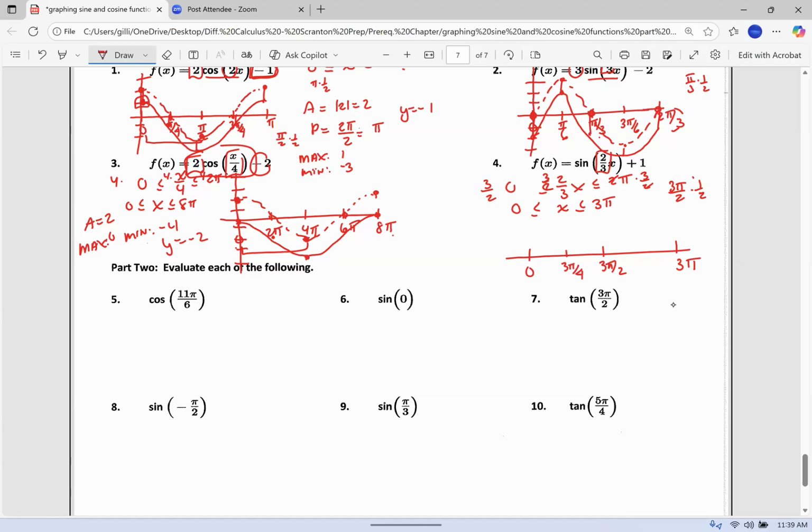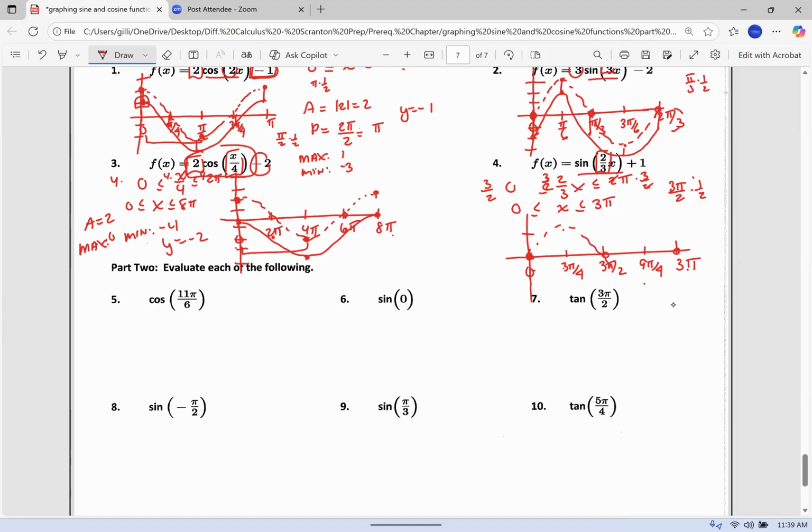So you can kind of, you're counting by 3/4. So this would be 3/4, 6/4. The next one would be 9/4, and then 12/4, which is 3 pi, because each of these spaces is worth 3/4. And it's just an ordinary sine curve for the most part. So the beginning, middle, and the end are 0, up 1, and then down 1.